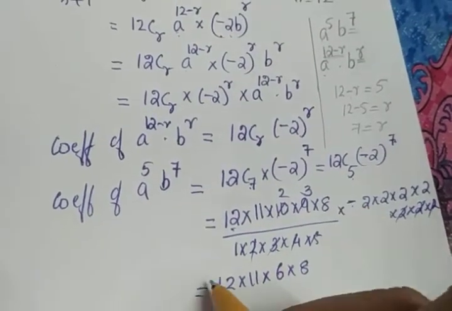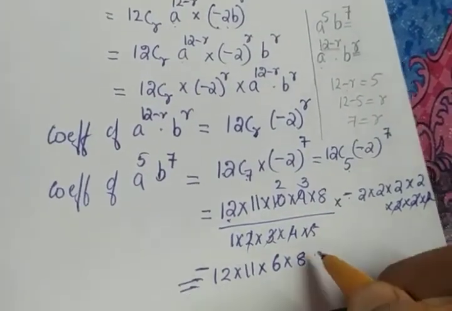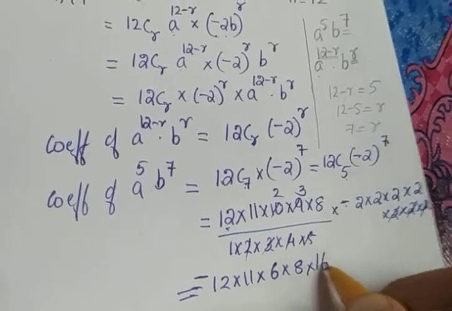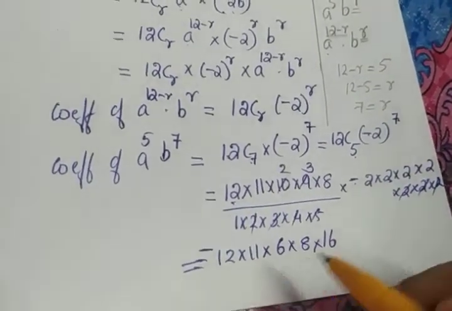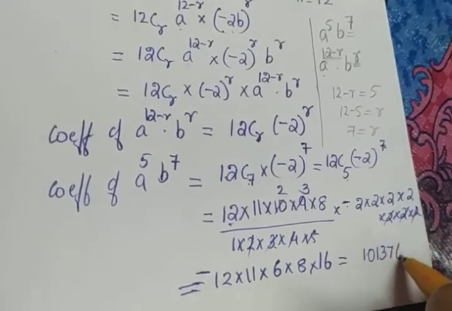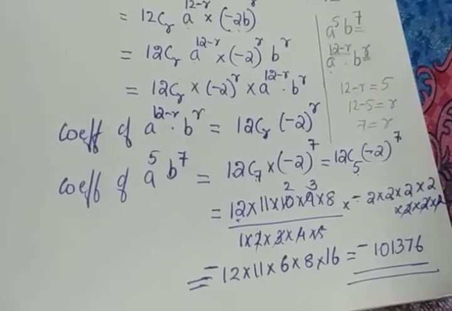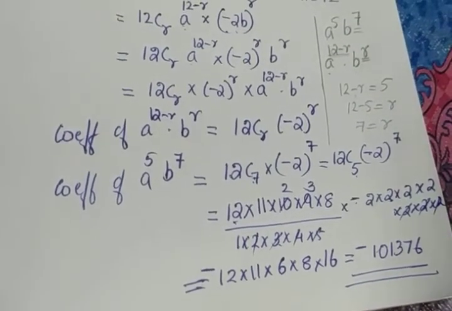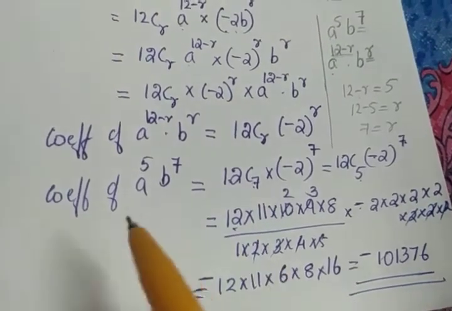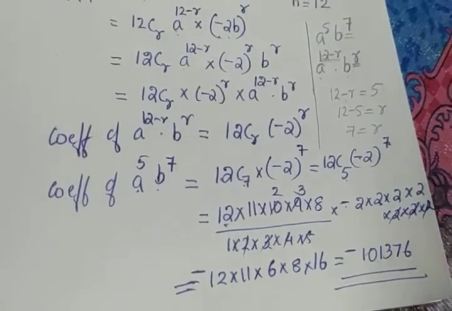There is a negative here. So I am putting it at the first, into 2 into 2 is 4, 4 into 2 is 8, 8 into 2 is 16. And the product of these terms is 101376. And there is a negative here, so I have to put the negative value also. So the coefficient of a raised to 5 into b raised to 7 is negative 101,376.